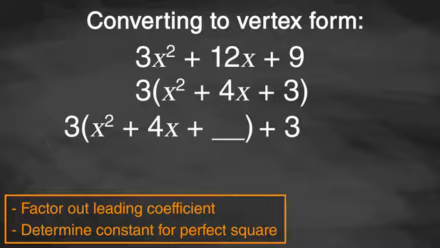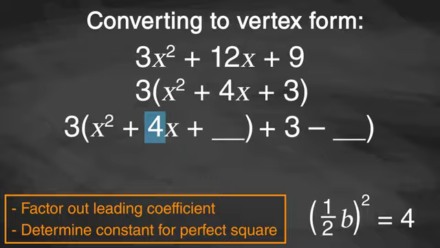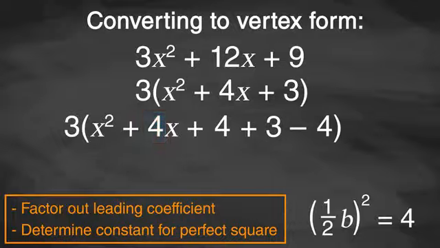Remember, whatever number is added in also needs to be subtracted outside the parentheses to keep the equation equivalent to what it was. To calculate that value, look at the coefficient of the middle term and square half the coefficient of x. For this equation, we add 4 inside the parentheses and subtract 4.